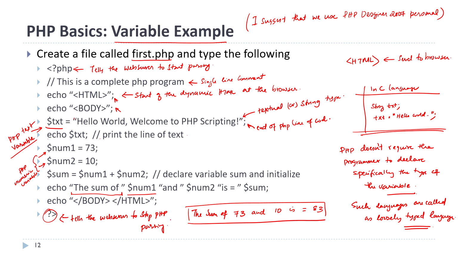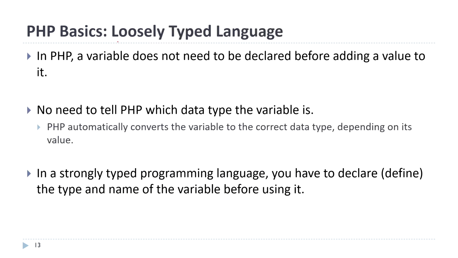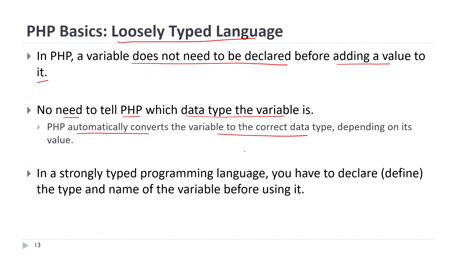So, that is the important aspect of this PHP code, and we have now seen how both text and numeric variables are used in this script. As I said earlier, PHP is a loosely typed language, because in PHP a variable does not need to be declared. You do not have to declare the variable before adding a value to it. You can just declare a variable and add a value, and PHP will decide what type it is and will add the typecasting to it. There is no need for you to tell PHP which data type the variable is. PHP automatically converts the variable to the correct data type depending on its value.